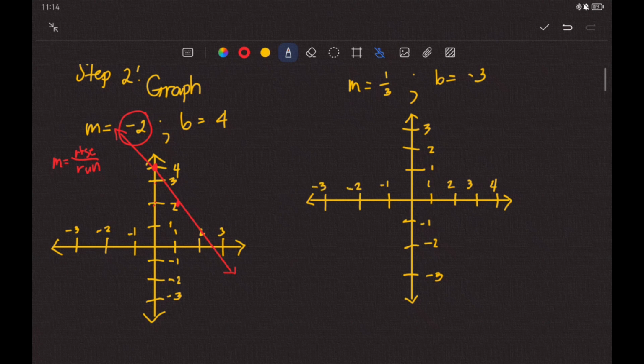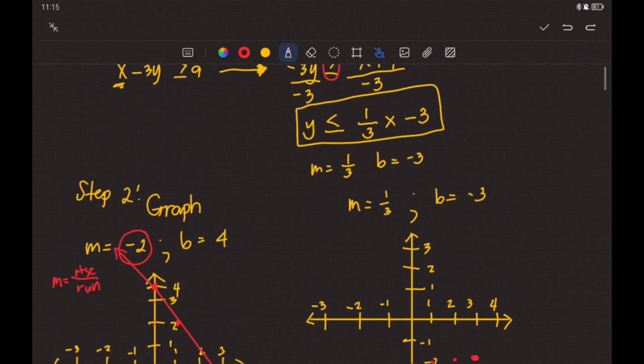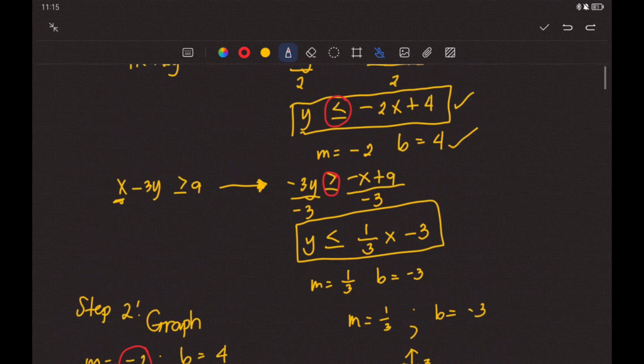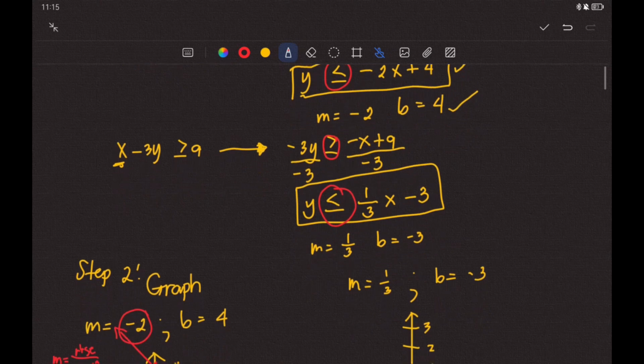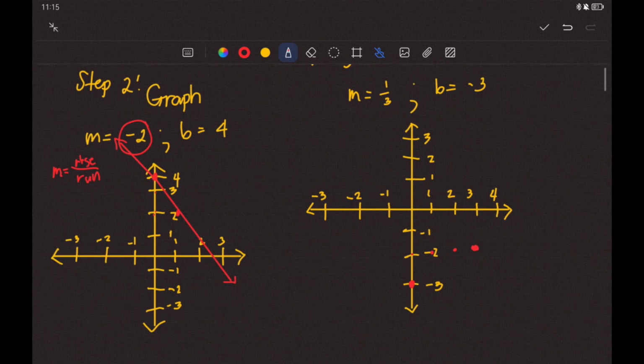So the first point we have here, the y-intercept is -3, and rise is 1, run is 3: 1, 2, 3. So this is the second point. We need to connect these two using a solid line because we are using the inequality symbol here, less than or equal to.